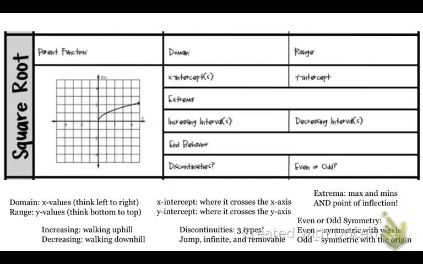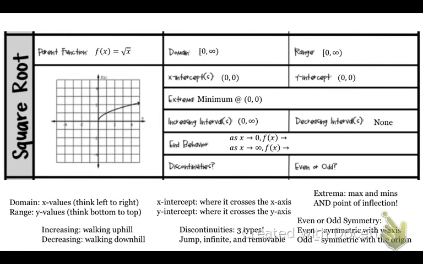Okay. Square root, so that's just f of x equals the square root of x. Domain is 0 to infinity with a bracket at 0. Same with the range. X and y intercepts are both 0, 0. There's a minimum at 0, 0. It's increasing from 0 to infinity. It's never decreasing.